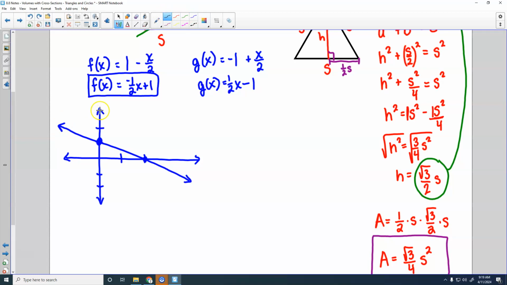Let me change my axes to black so it shows up a little better. Okay, and then if I graph this one in green, g of x is green, I've got a y-intercept at negative 1, a slope of positive 1/2. That's going to be here. And so the base for this problem is this area in between right here.